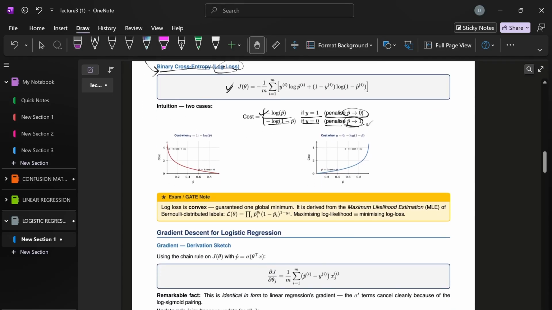The most beautiful thing is that the log loss is a convex function, due to which it guarantees a single global minimum. Now, moving forward, for the theory, if you want to go into more detail, there is maximum likelihood estimation of the Bernoulli distribution of the labels, and that is the complete mathematical derivation of minimizing the log loss function.